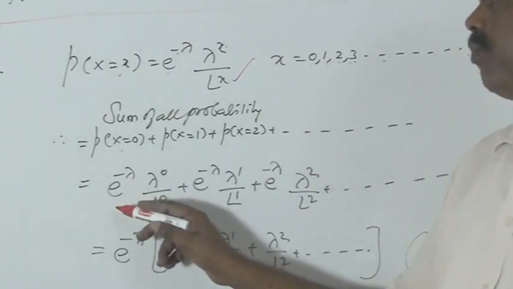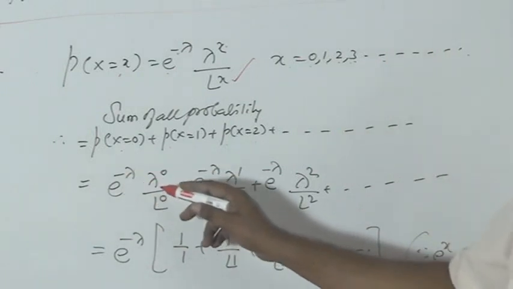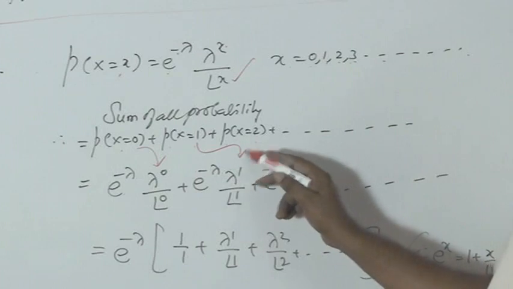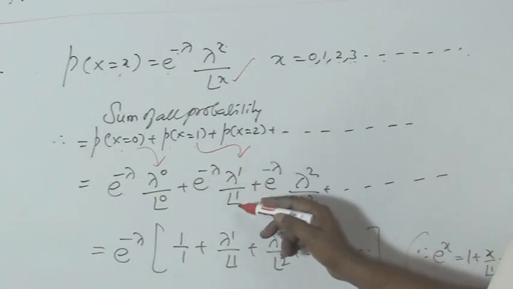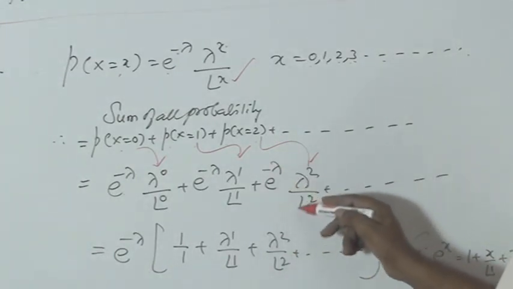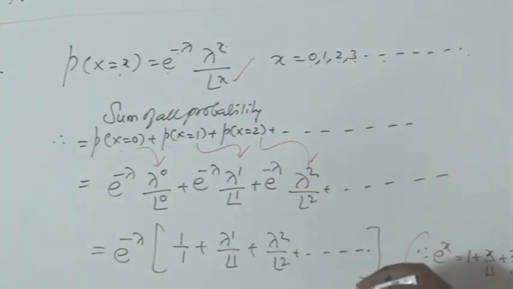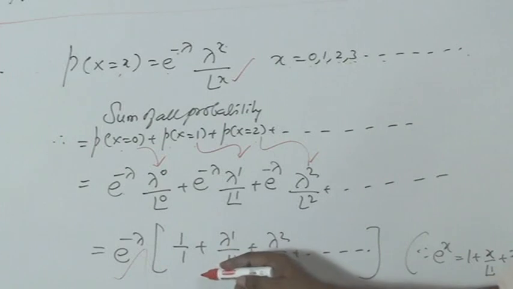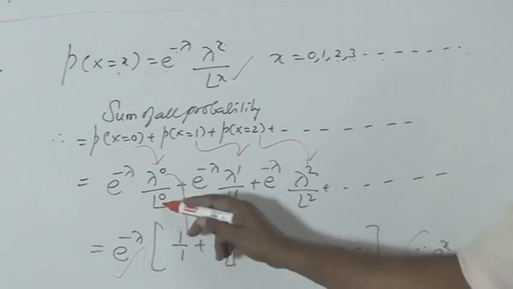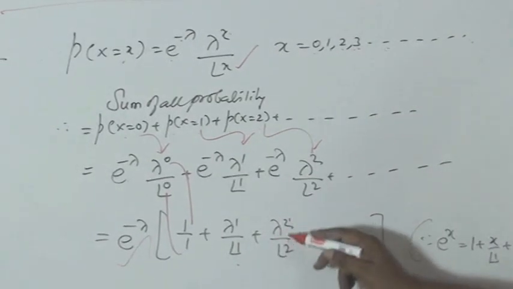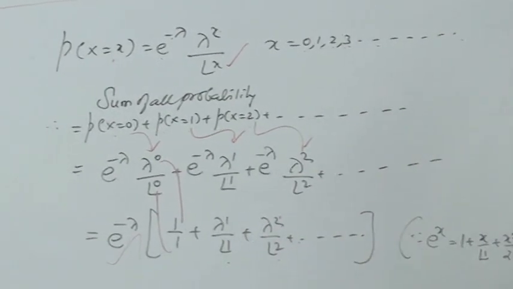So for the first one, we can calculate e power minus lambda, lambda power 0 by factorial 0. Here x is 0. When x is 1, e power minus lambda, lambda power 1 by factorial 1. When x is equal to 2, e power minus lambda, lambda square by factorial 2 and so on. Now from which we can take e power minus lambda as common term, we can have 1 by 1, because lambda power 0 is 1, factorial 0 is 1. Lambda power 1 by factorial 1, lambda square by factorial 2 and so on.